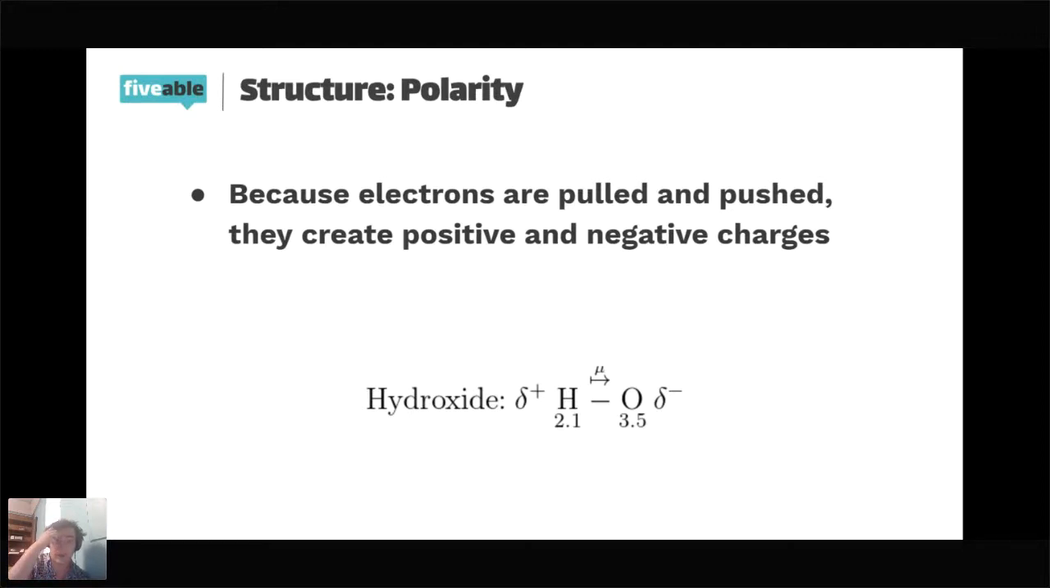It's a lowercase delta. You may know the uppercase delta, which is the triangle when you're talking about change in a quantity, where slope is delta y over delta x, change in y over change in x. In this case, the lowercase delta means a small change, a small difference, and the positive just means positive. So there's a partial positive on the hydrogen. There's a partial negative on the oxygen because the oxygen is slightly more negative, because the electrons are being pulled more towards it.